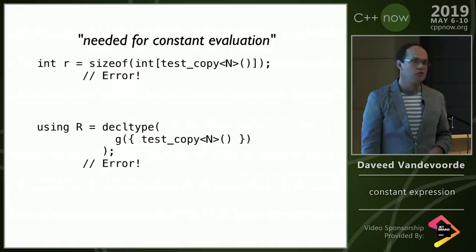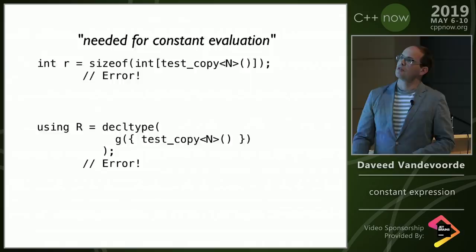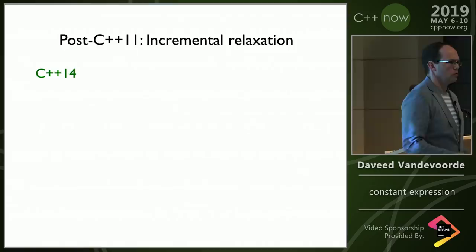Make sense? A little subtle, not something you'd see right away in your code, but that happens. Okay, so that's, I think, the abstract principles of constant evaluation. Let's see what has happened since C++11.